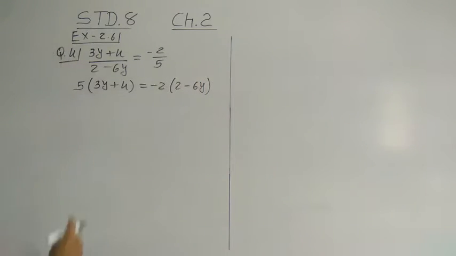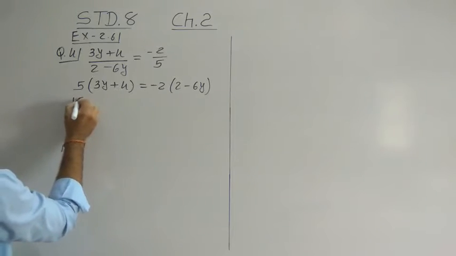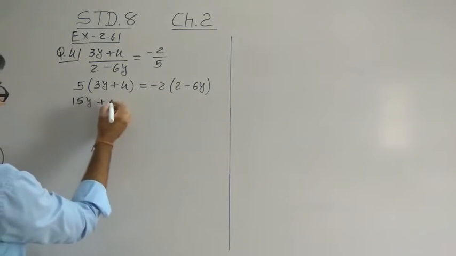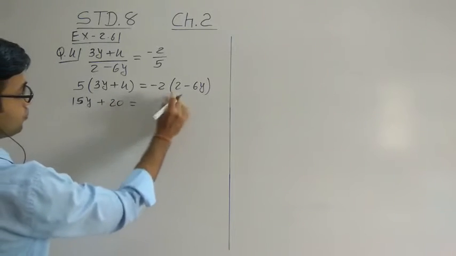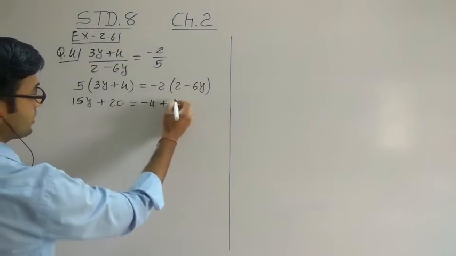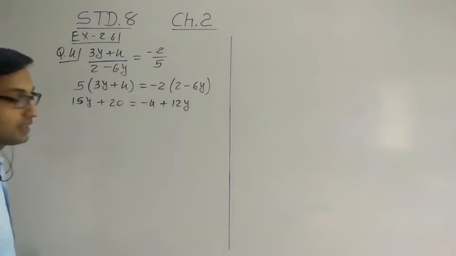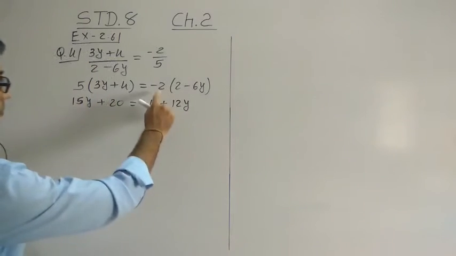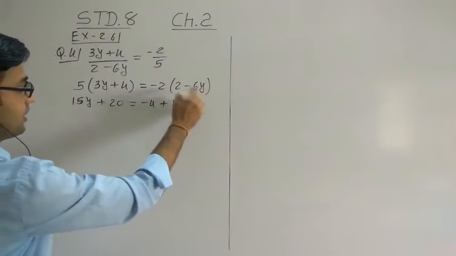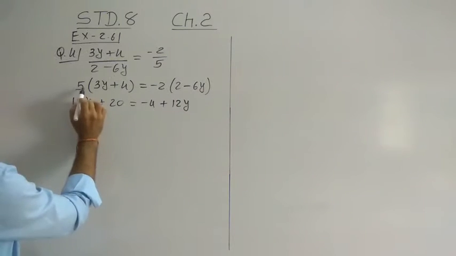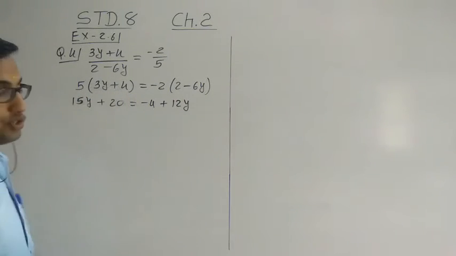Now multiply this 5 with the terms: 15y plus 5 fours are 20. Minus 2 twos are minus 4, minus times minus 6y is plus 12y. See, here we are using the distributive property, because we are distributing multiplication over addition. Here also we are using the distributive property, distribution of multiplication over subtraction.